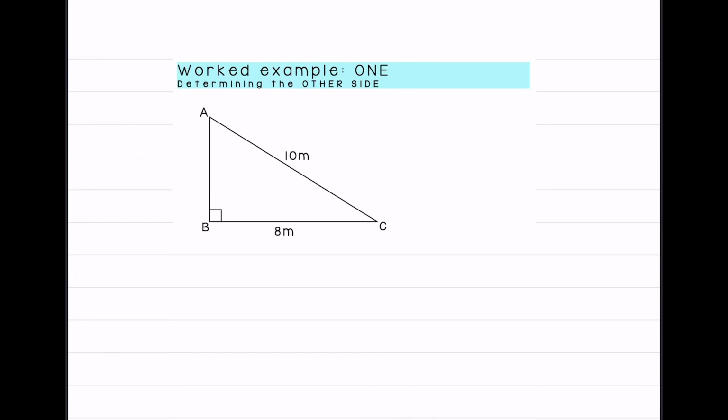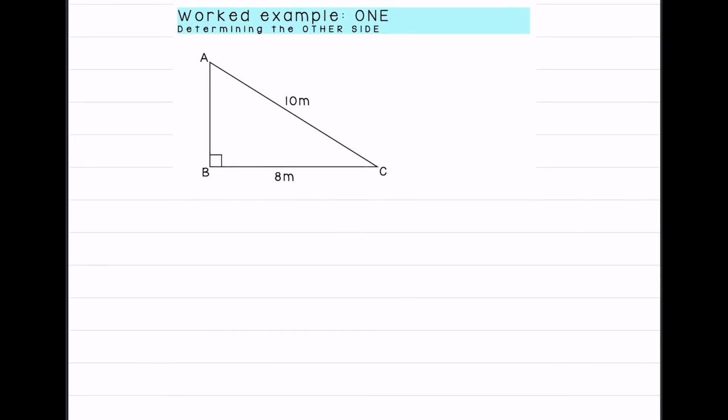So using that formula, we're going to do our first example, which is determining one of the other sides. We need to start by determining which side we are determining. In this case that is side AB, so we want to calculate AB. Now the theorem of Pythagoras states that the square on the hypotenuse is equal to the sum of the squares on the other two sides.